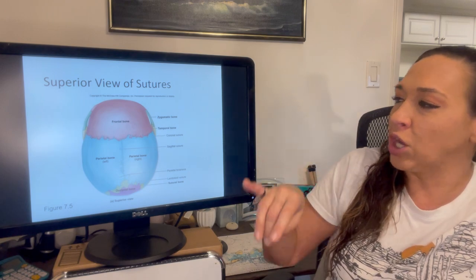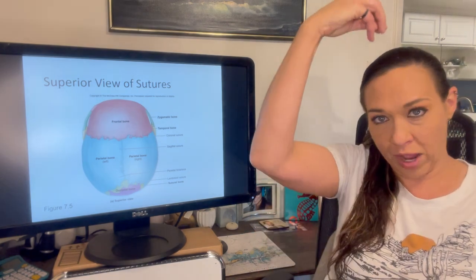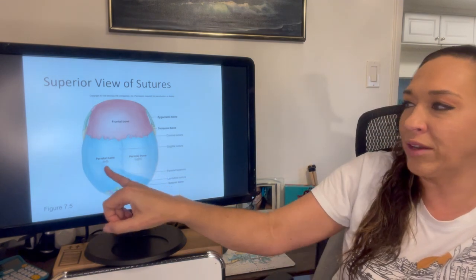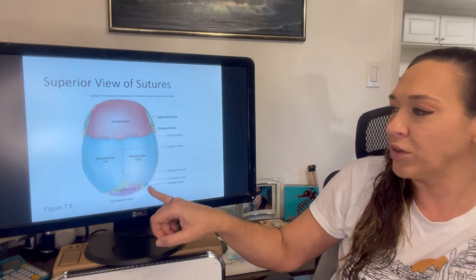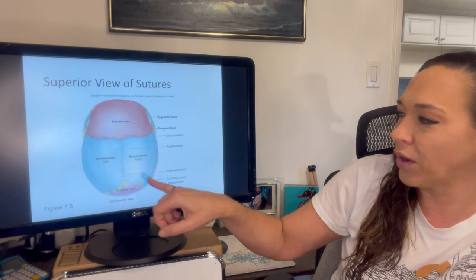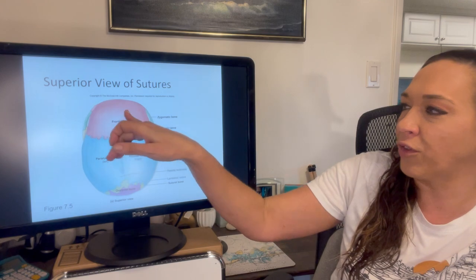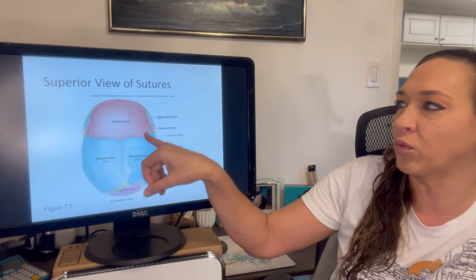All right, so we're looking at a superior view down at the skull. We've got our frontal bone here, our forehead, our parietal left and our parietal right. We've also got our occipital bone all the way here in the back. The suture that separates the frontal bone from the parietal bones is your coronal suture.